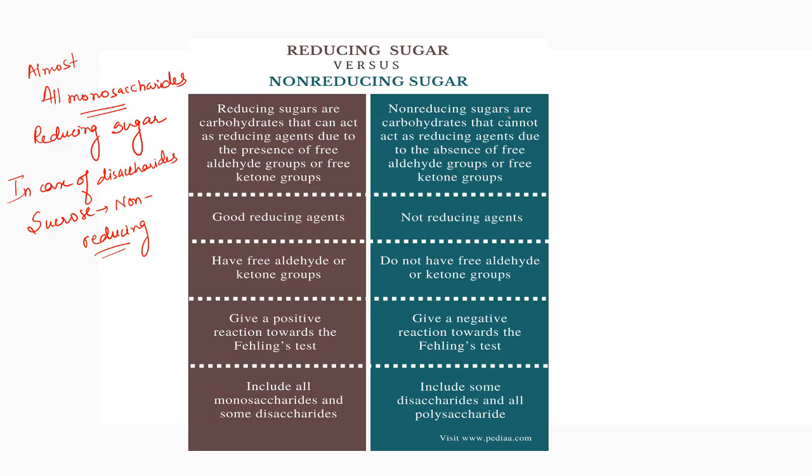Non-reducing sugars are the carbohydrates that cannot act as a reducing agent because they don't have a free aldehydic or ketonic group. Reducing sugars are good reducing agents; they have a free aldehydic or ketonic group. Non-reducing sugars are not reducing agents; they don't have a free aldehydic or ketonic group.